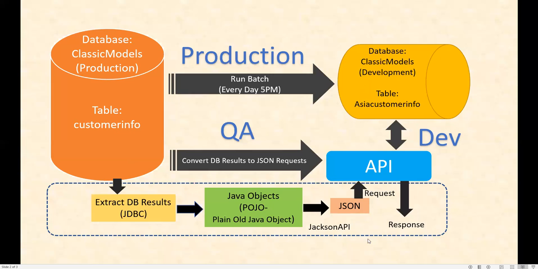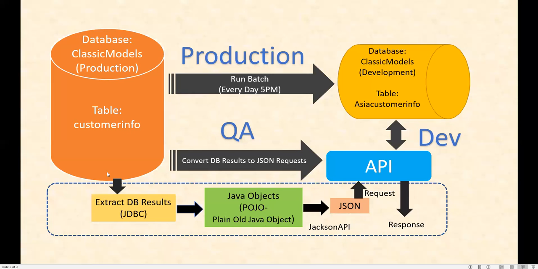This process should be done by the QA, SDET, or test architect. So the step-by-step process is: first we need to extract the data from the table using JDBC, and after that we need to convert the results into Java object format, and those objects can be converted into JSON format, and this JSON will be provided as input to this particular API. So this is the end-to-end process. As a QA, we need to do all this.